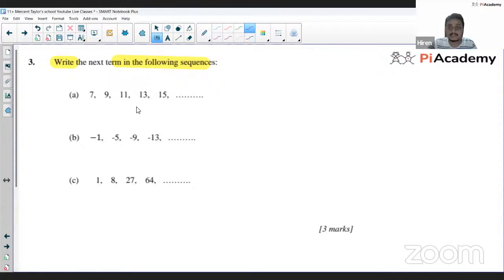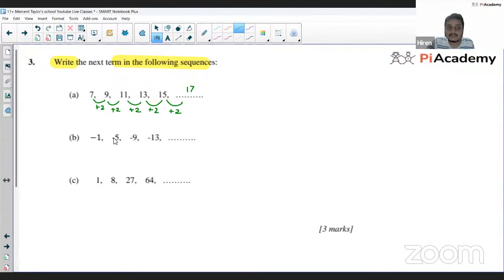As you can see here, it's very clear: 7, then 9, then 11, then 13, and then 15. What you will find here is every time an addition of +2, right? In the same manner, we will get the missing number: 15 plus 2 gives you 17. So the answer for this question is clearly 17. Now let's have the second, B.